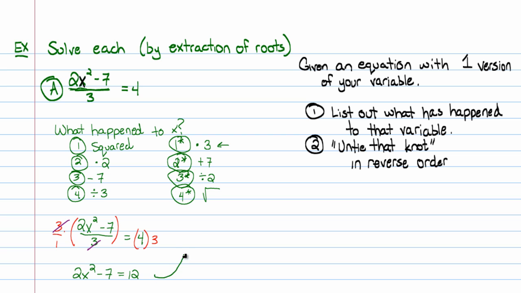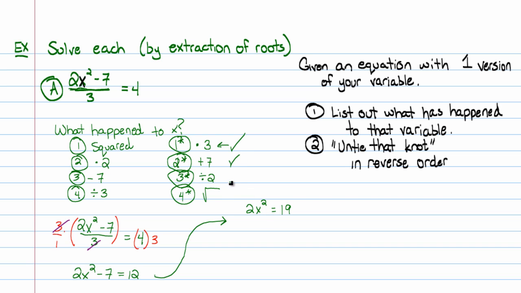Now let's go ahead. I'm going to drag this up here. The next step, so this step is done. Next step, I tell myself I'm going to have to add 7 to both sides. So if I add 7 to both sides, I'll get 2x squared is equal to 19. So I'm done with that.